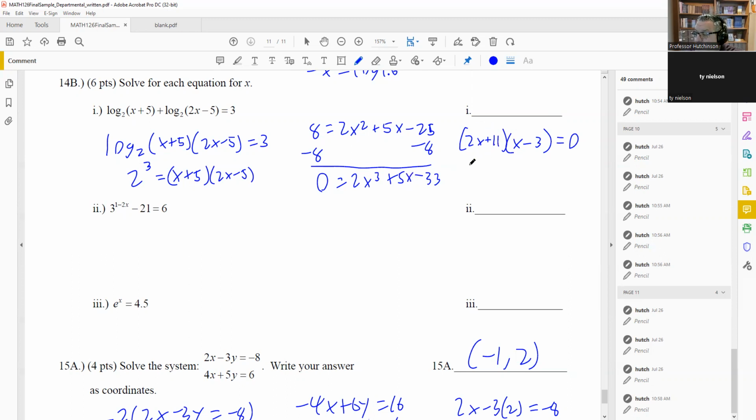Set both these equal to 0. 2x plus 11 equals 0, and you're going to get -11 halves.